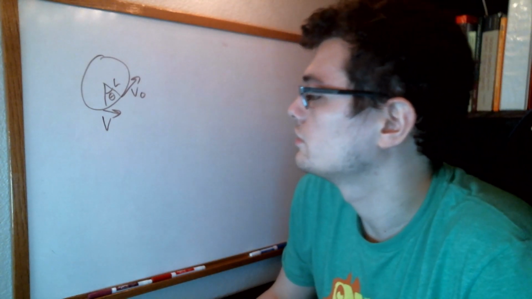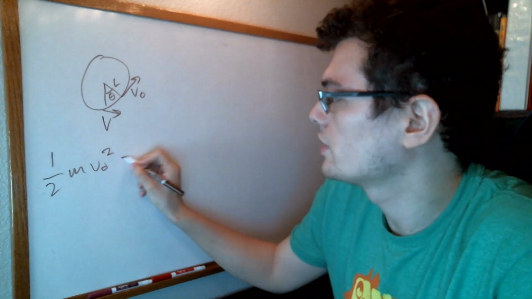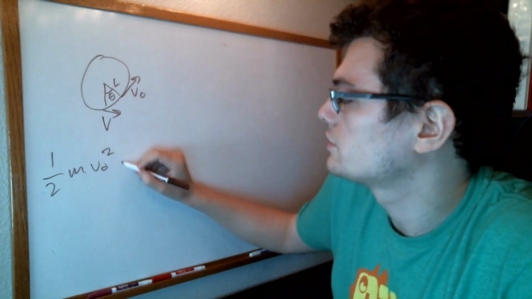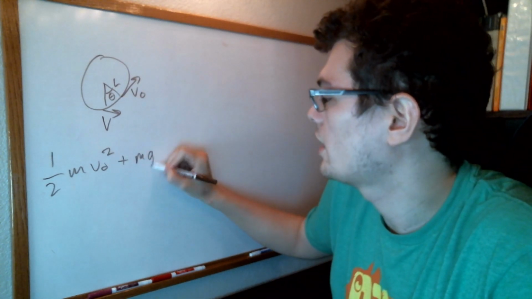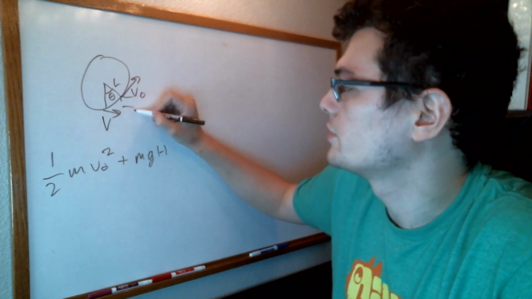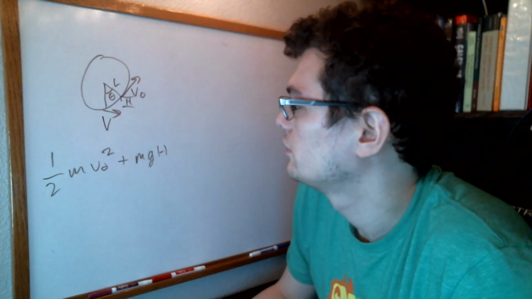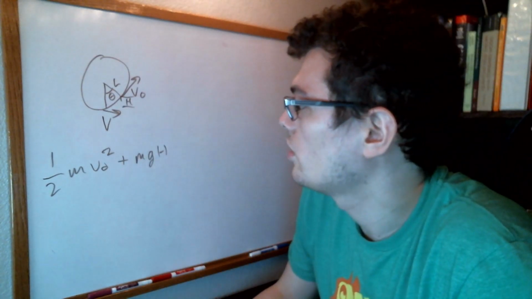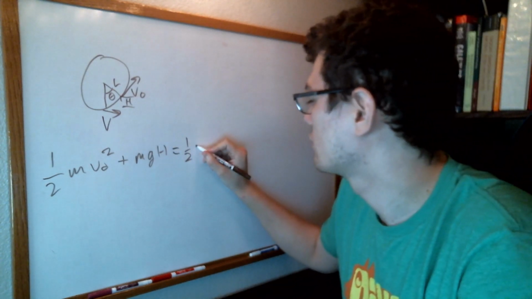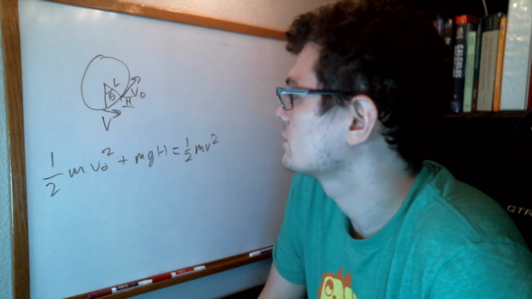So you can say at the beginning we have 1/2 mv naught squared, and at this point we'll have some angle theta, so plus mgh, where h is the height difference between the bottom and the point at which you're kicking the ball or giving the ball that initial velocity, and then at the very bottom it's going to have 1/2 mv squared. And so you can do a couple things here.